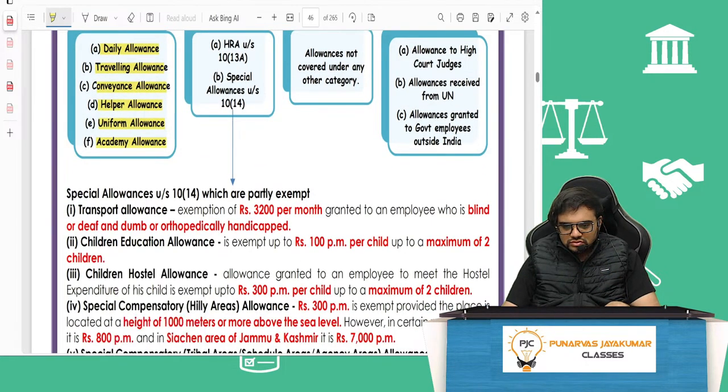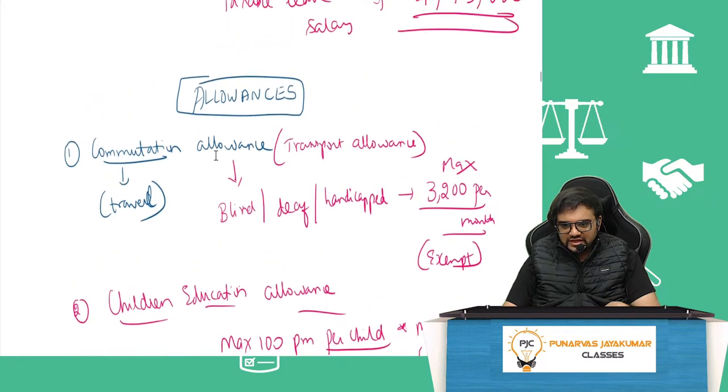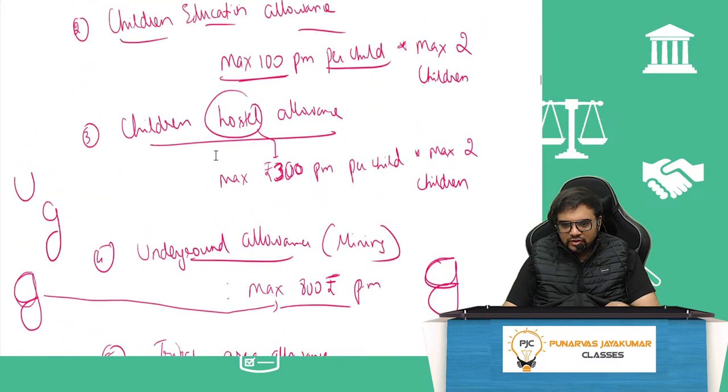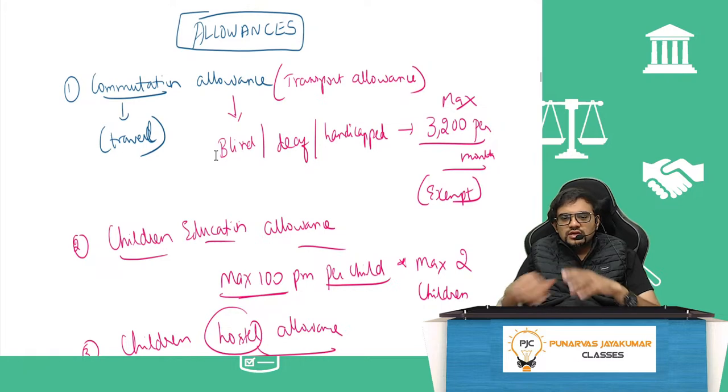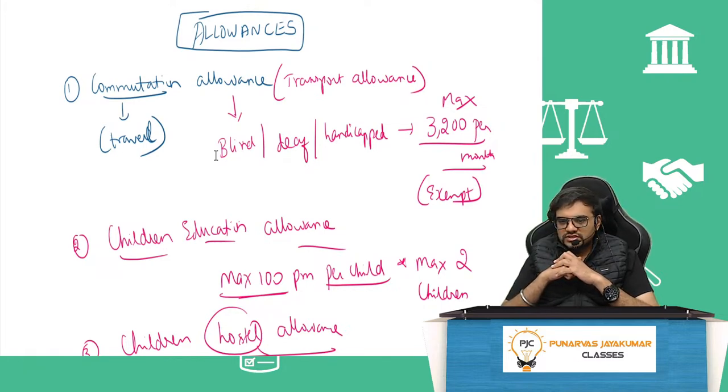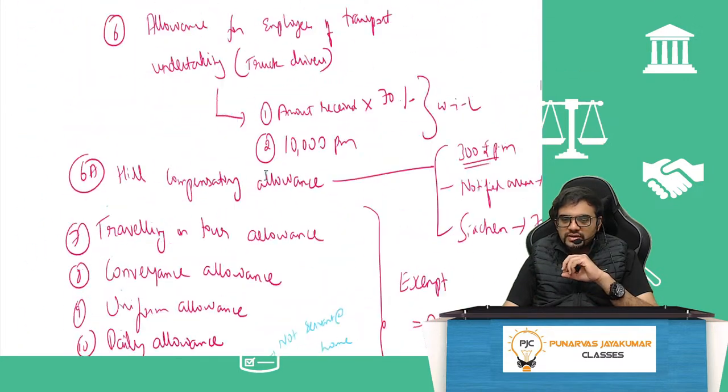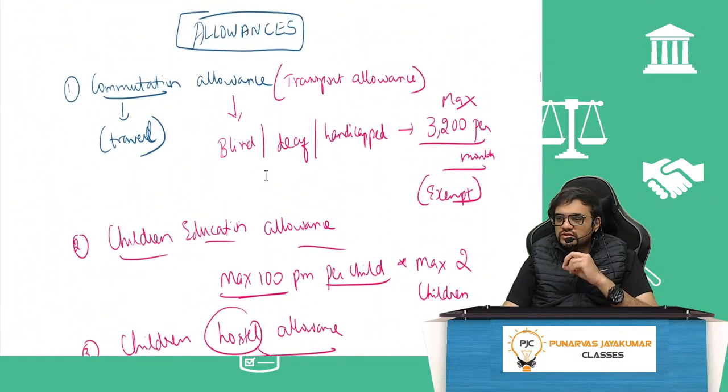So, as far as allowances are concerned, here are some important ones. First one, commutation allowance. Commutation means traveling. Transport allowance. This is only for the blind, deaf and handicapped. 3,200 rupees per month is exempt. Unfortunately, you have to remember all these things, but only a few are there, not a lot. So, it's fine. You can manage. That is 3,200 maximum per month exempt.